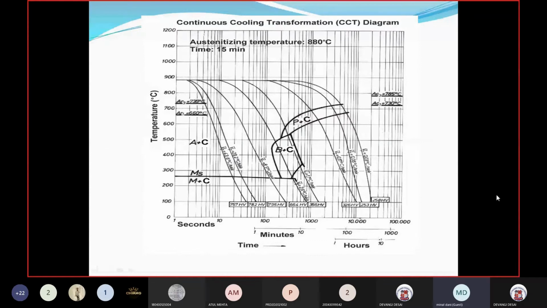In cooling medium, whenever you are doing the slow cooling, that is one sort of furnace cooling. Another is the air cooling, means we are taking the specimen out from the furnace.